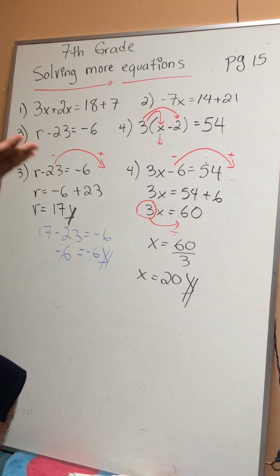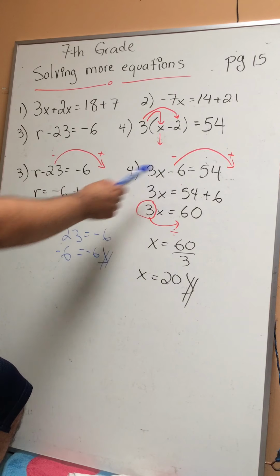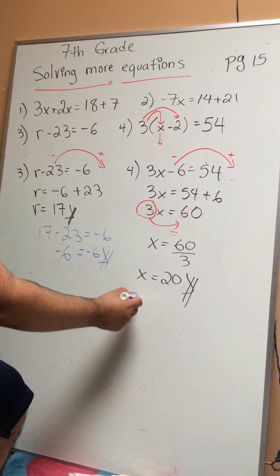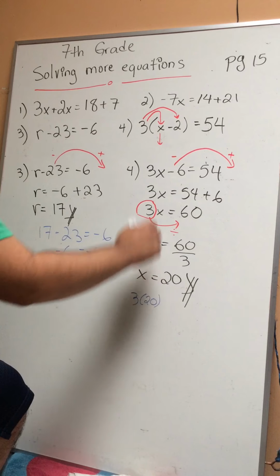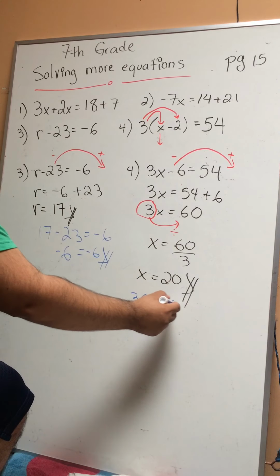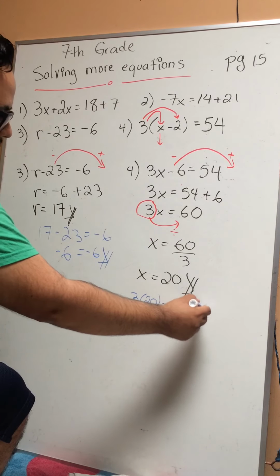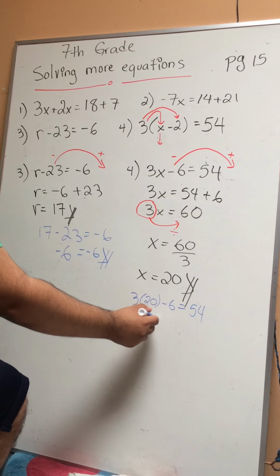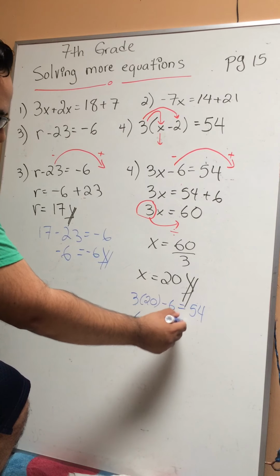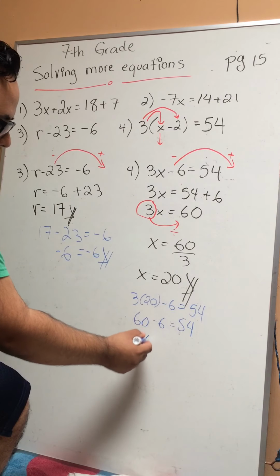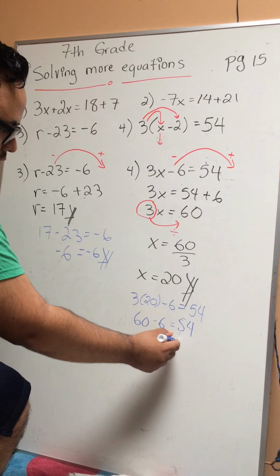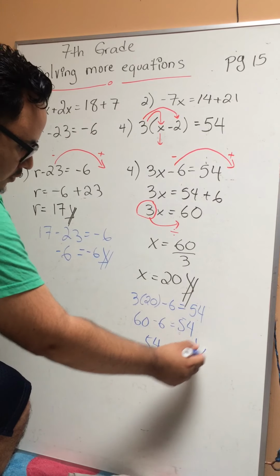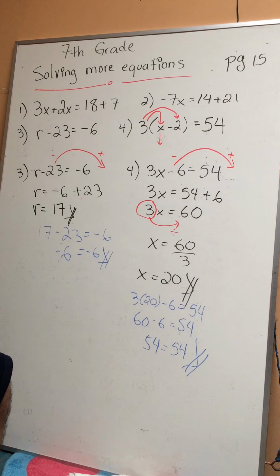How do we know that this is correct? Let's substitute x in the original equation. So we have 3 times 20 minus 6 equals 54. 3 times 20, 60, minus 6 equals 54. And 54 equals 54. So we know that our answer is correct.